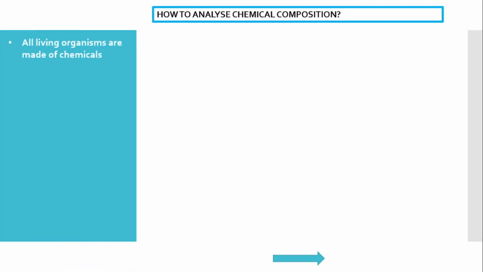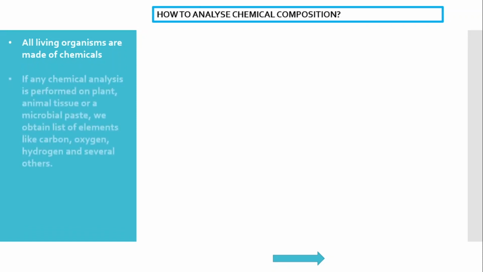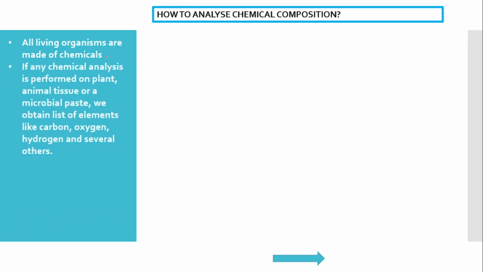So, in an earlier chapter, we studied what a cell is, and the difference between animate and inanimate things. Here, we'll be learning about the chemicals which are present in all living organisms. All living organisms are made up of chemicals.